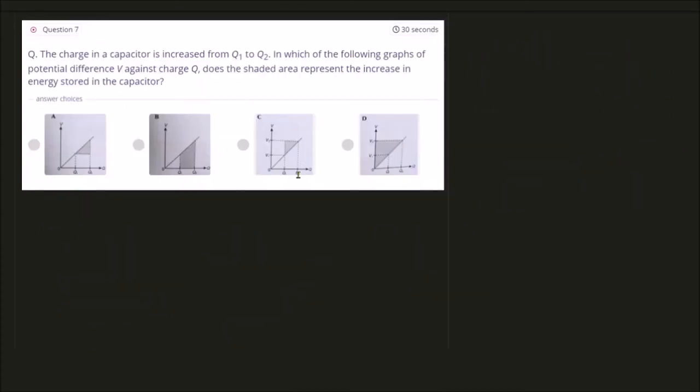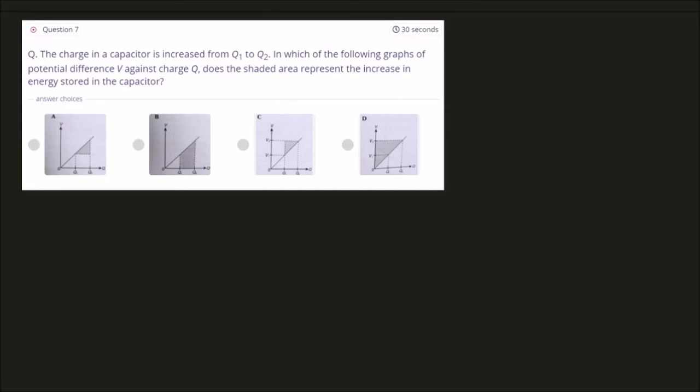Question 7. The charge in the capacitor increased from Q1 to Q2. In which of the following graphs of potential difference against charge Q does the shaded area represent the increase in energy stored in the capacitor? Okay, they ask for the increase in energy stored, which should be represented by which shaded area.